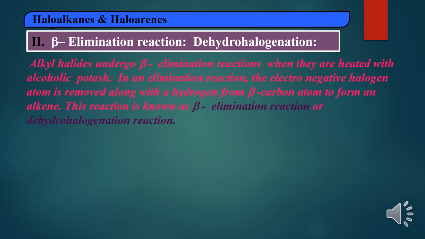So alkyl halides undergo beta elimination reaction when they are heated with alcoholic potash, that is, alcoholic potassium hydroxide. In an elimination reaction, the electronegative halogen atom is removed along with a hydrogen from the beta carbon atom to form an alkene. This reaction is known as beta elimination reaction or dehydrohalogenation reaction.